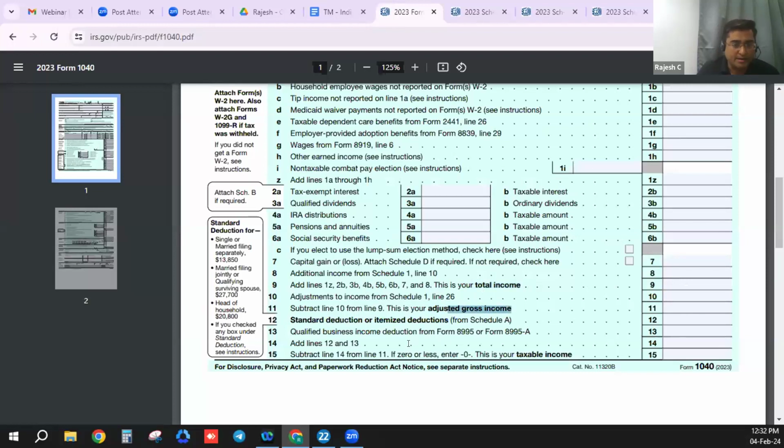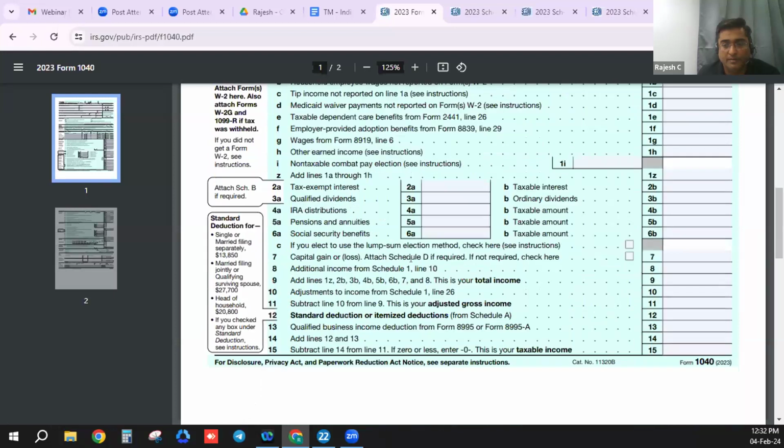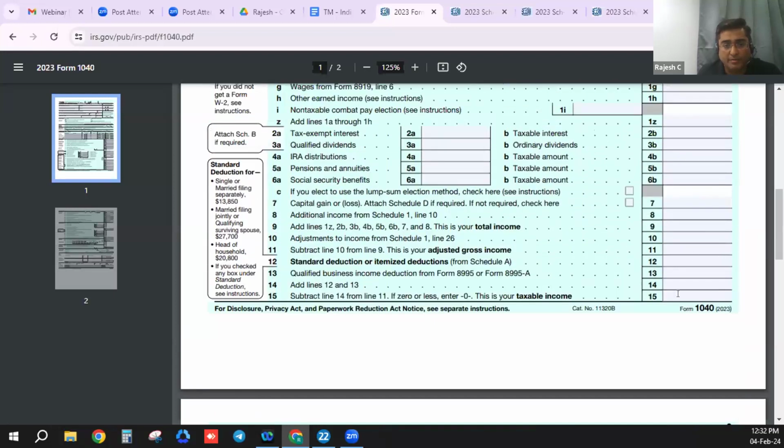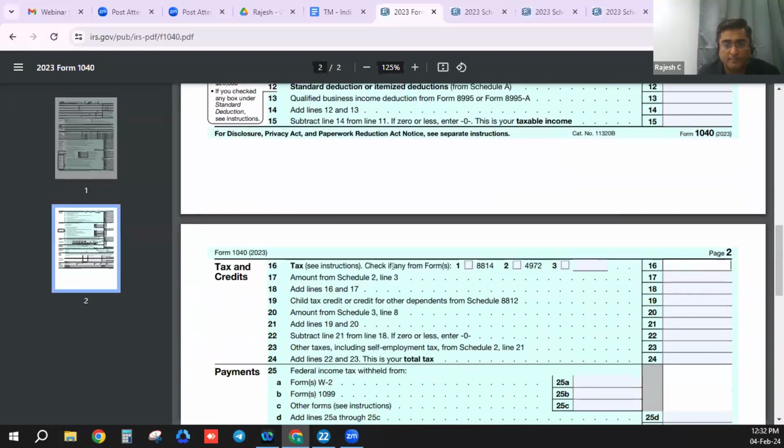Now, after that you will get the standard deduction. What is the standard deduction? It is the deduction covered by the IRS, and there are different amounts depending on your filing status. There are different filing statuses like single, married filing jointly. So you will get the standard deduction as per your filing status. Then you will get your taxable income. On that taxable income, you will have to pay taxes, right? So taxes.